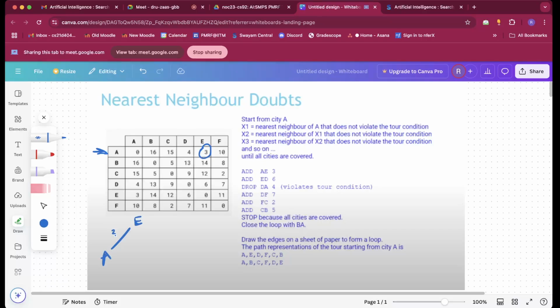With cost 3. Next we have to find an edge from E. So we'll look at the row for E. Here the least cost is A again, with value 3, but we cannot use this again because that will close the loop. So the least cost other than 3 is E to D, so we'll add that.